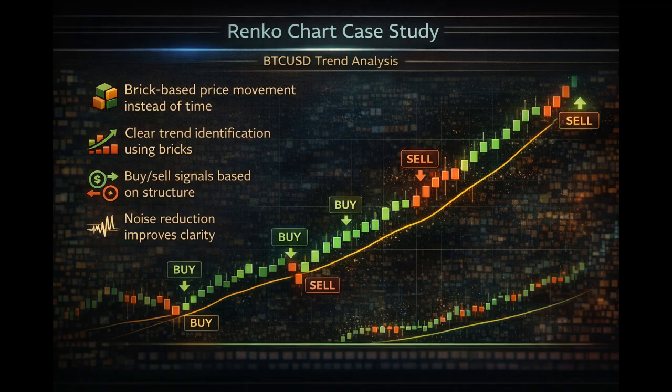Trend reversal and breakdown. Around the middle of the chart, the market reaches a peak price level and begins forming red bricks. This indicates that selling pressure is increasing. A descending trend line, shown in red, connects the lower highs formed after the peak. This trend line represents a bearish resistance level where sellers repeatedly enter the market.